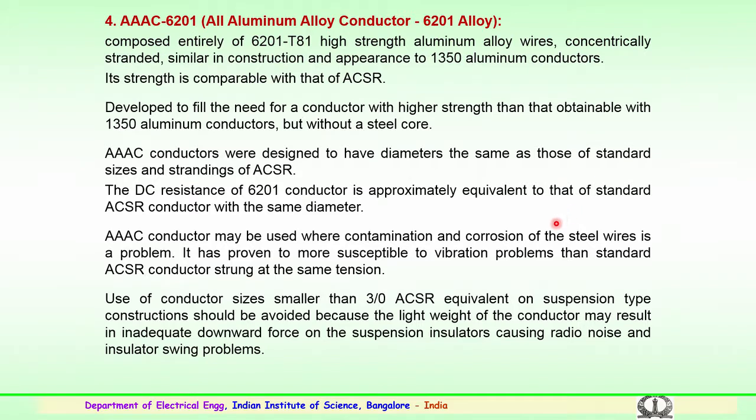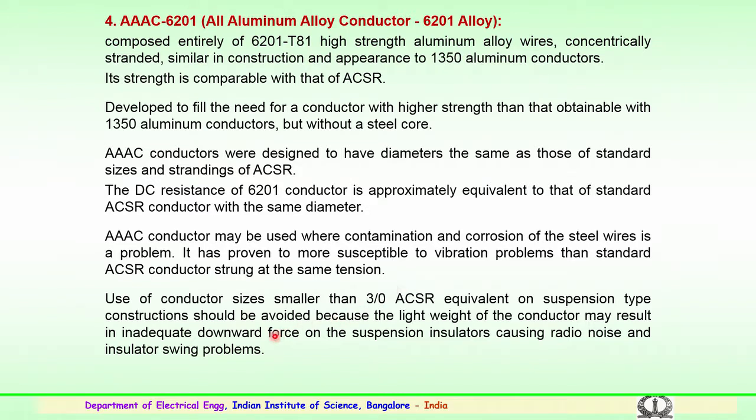diameter. So, AAC conductor may be used where contamination is important, the pollution problems are more, the transmission line runs near the contamination areas, and corrosion, particularly of the steel wires, is a problem. So, in such cases AAC conductors are used, and this has proven to be more susceptible to vibration problems than standard ACSR conductors strung at same tension. So, this has been advantageous to overcome some of the vibration related problems.